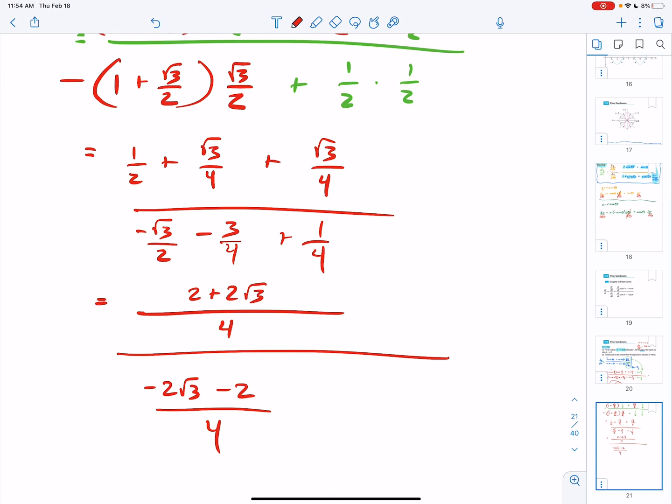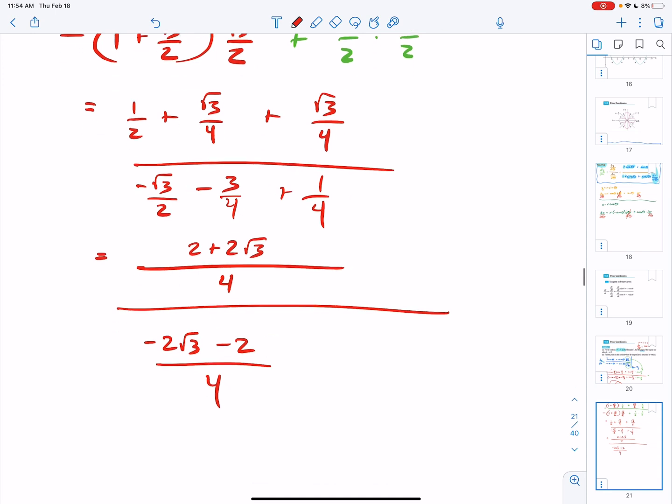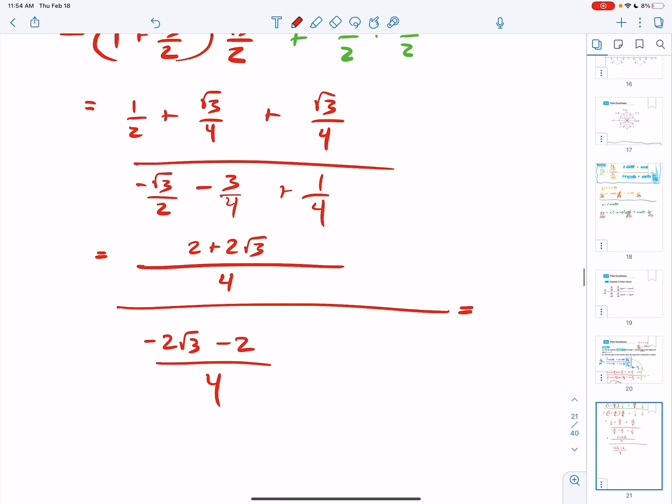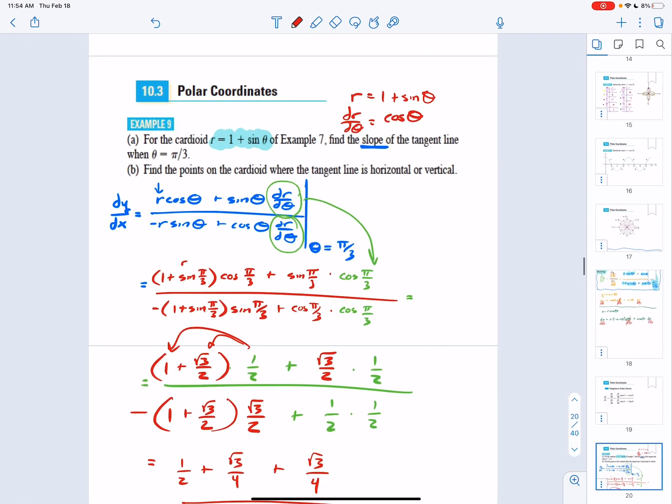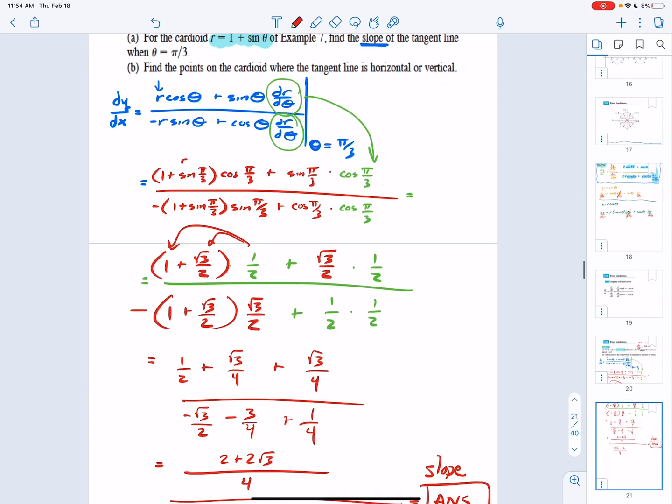Okay, just for the sake of time, this is so far so good, but I want to make sure that I end this video before this battery dies. We're just going to say that this is our answer, ANS, okay? This is our slope, okay? There was a part B to it. It says, find the points on the cardioid where the line is horizontal or vertical, okay? Where the line is horizontal or vertical.